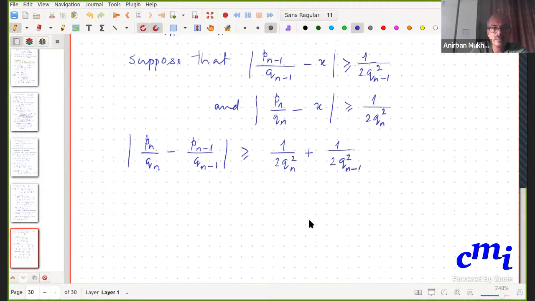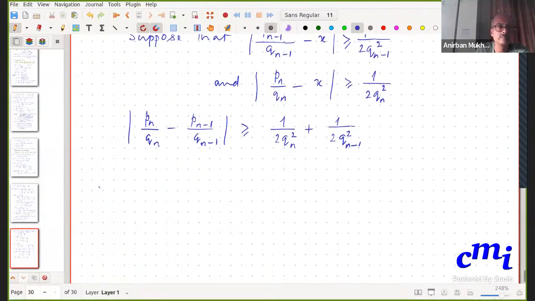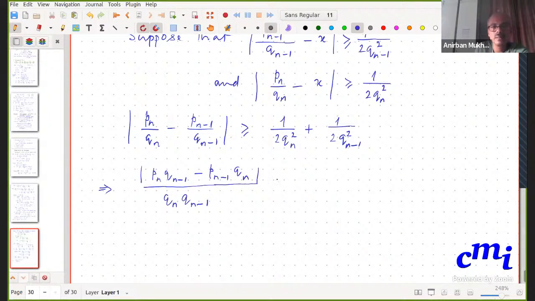And let's work with the left hand side. So this is Qn minus 1 Pn minus Pn minus 1 Qn, which is greater than or equal to 1 over 2Qn square plus 1 over 2Qn minus 1 square.